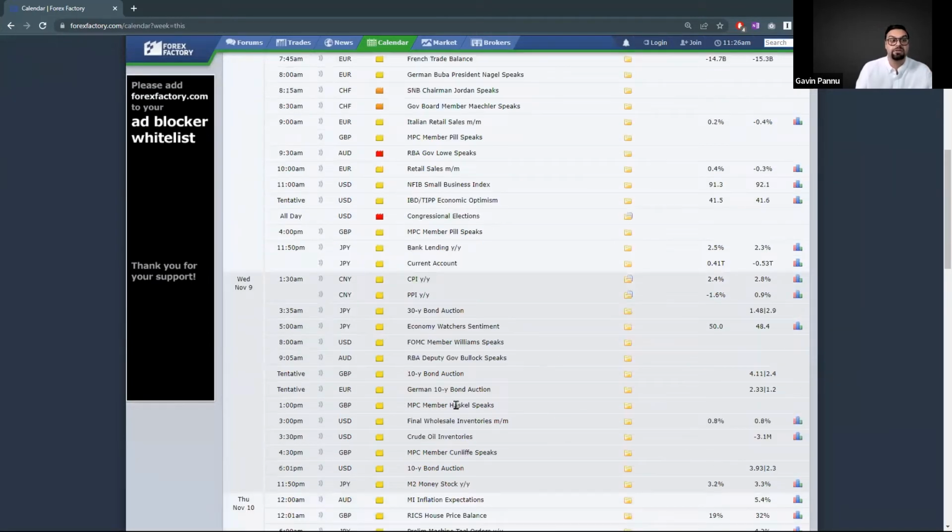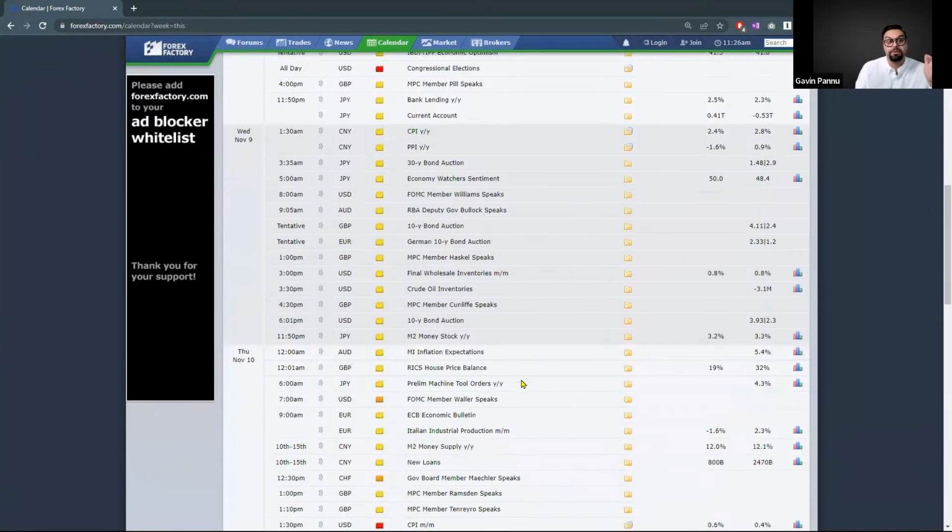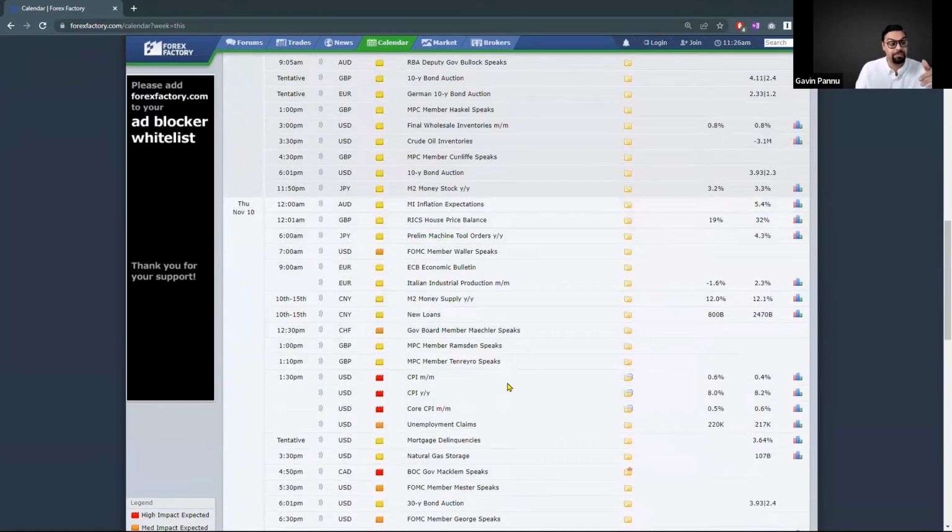If you look at some of the other speakers, Haskell is also going to speak on the Wednesday. We've got RBA Deputy Governor Bullock speaking as well. So just be mindful of central bank speeches, I think 7 central bank speeches are to be expected, right?